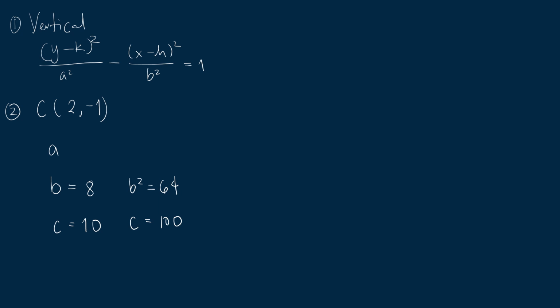Paano ngayon nahanap yung letter A? Kasi nga kailangan natin yung letter A for our standard equation. We can use yung una nating dinicuss sa previous slides where we use the Pythagorean identity, C squared is equal to A squared plus B squared. So, yun yung gagamitin natin ngayon.